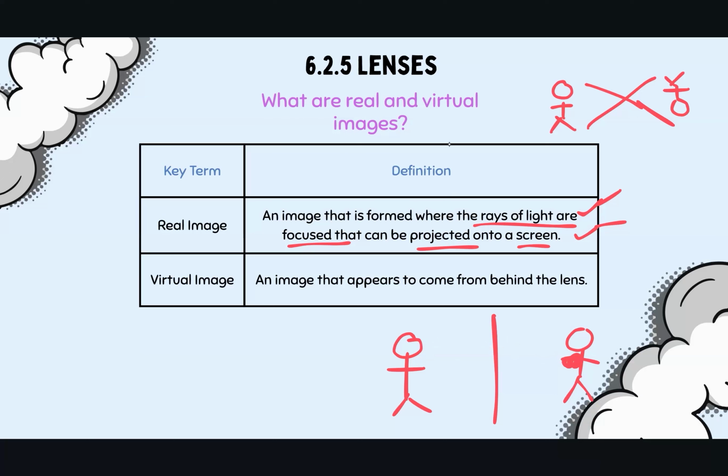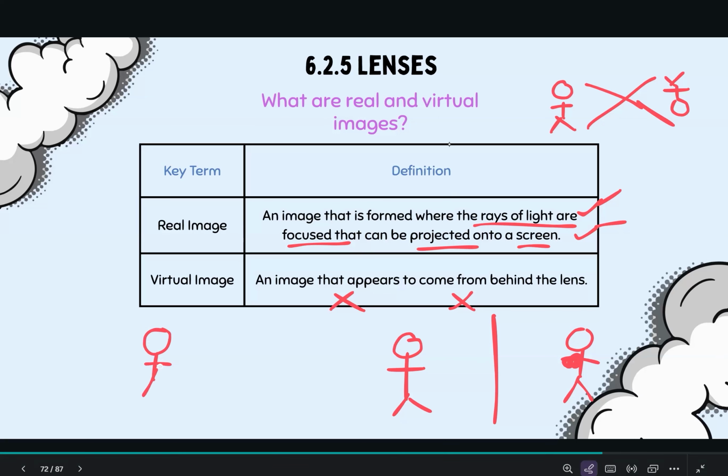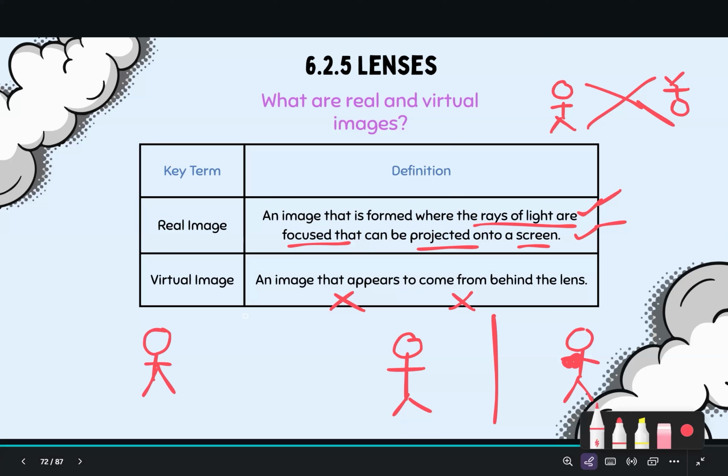So examples are looking at yourself in a mirror, looking at something through a magnifying glass. So in this case, the light rays don't actually meet. The light rays can't be projected, and you always see the image upright or magnified.